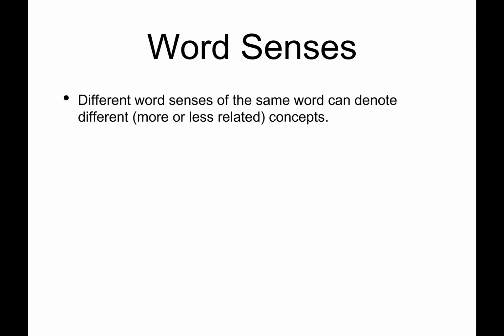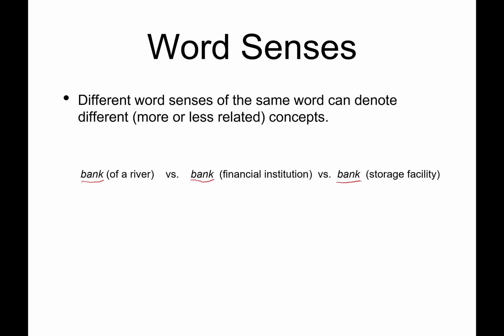All right. So if we have different senses of the word, sometimes we use the same word form to refer to two different concepts. For example, when we use the word bank, it is the same surface form, B-A-N-K, but we can talk about a bench on a river, or a financial institution, or a storage facility. It depends on the context in which we use this word.